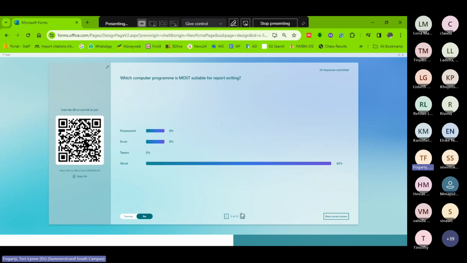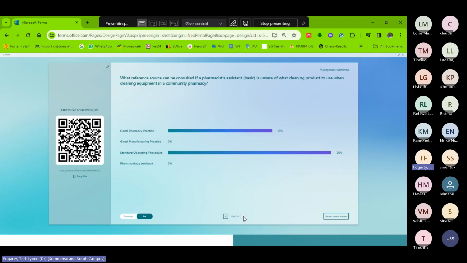Okay, which computer program is most suitable for report writing? A word processor or Word document? Yes, these are all Microsoft Office programs. You might want to do a presentation in PowerPoint, do some calculations or a table in Excel, but the Word document is used for the actual report writing.